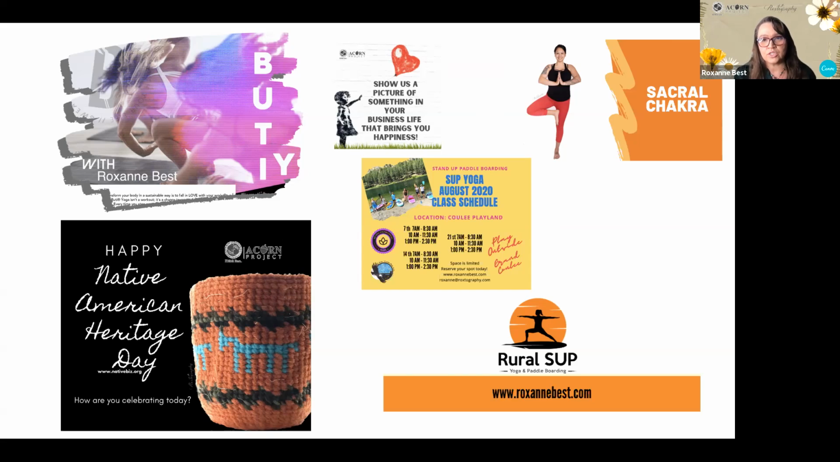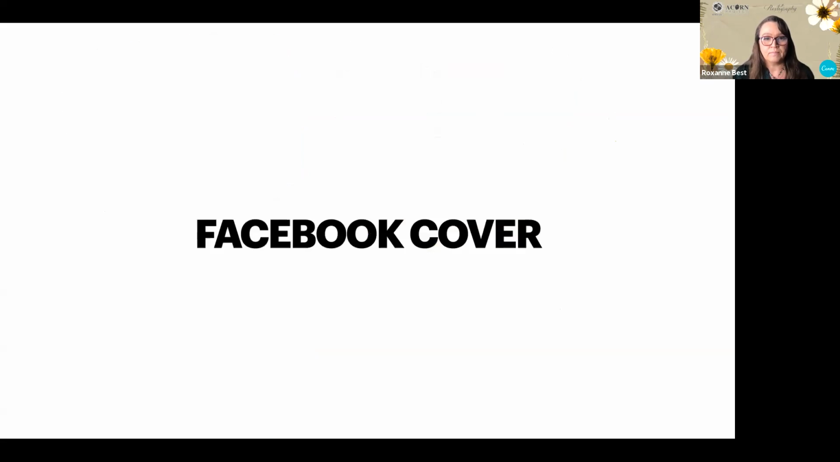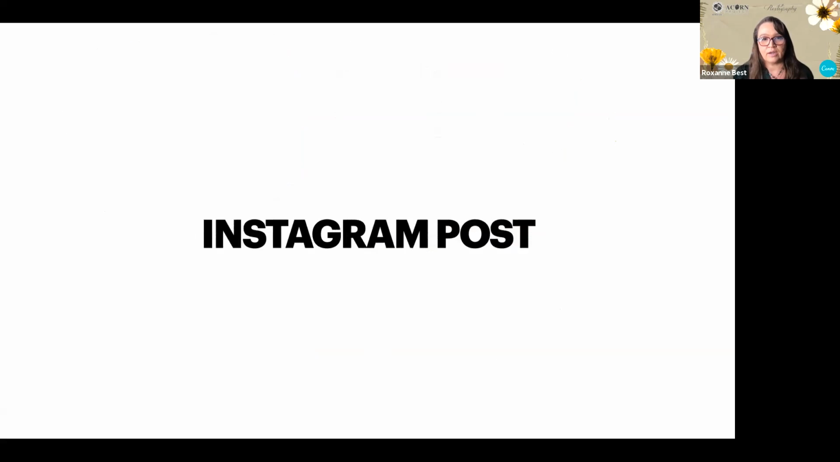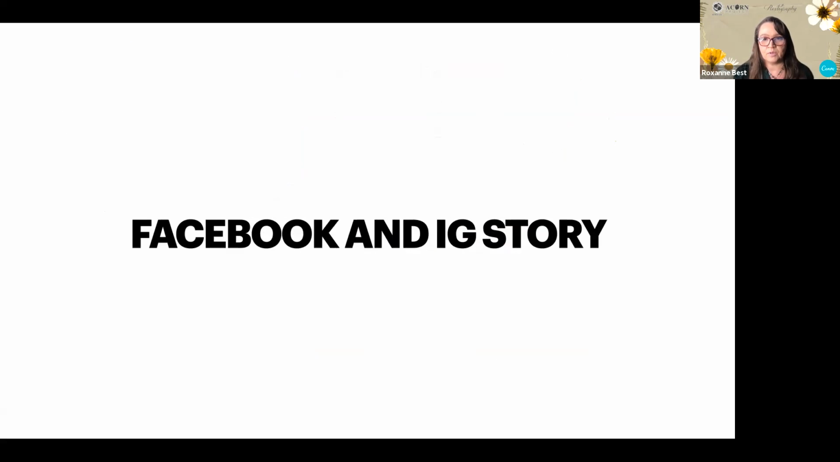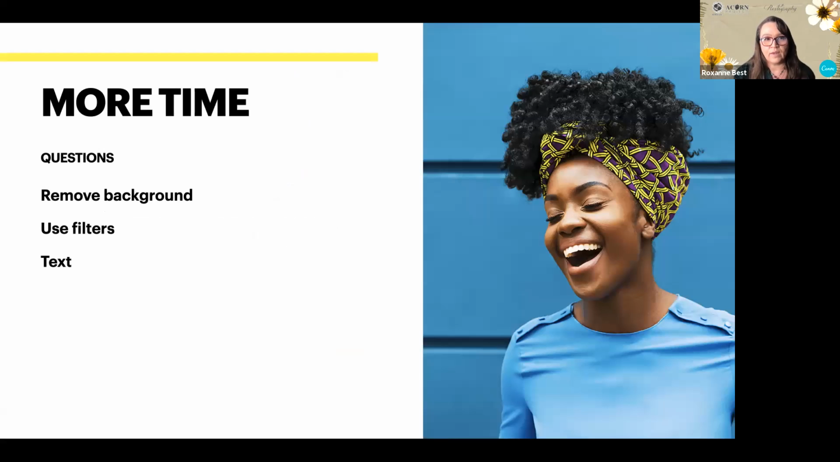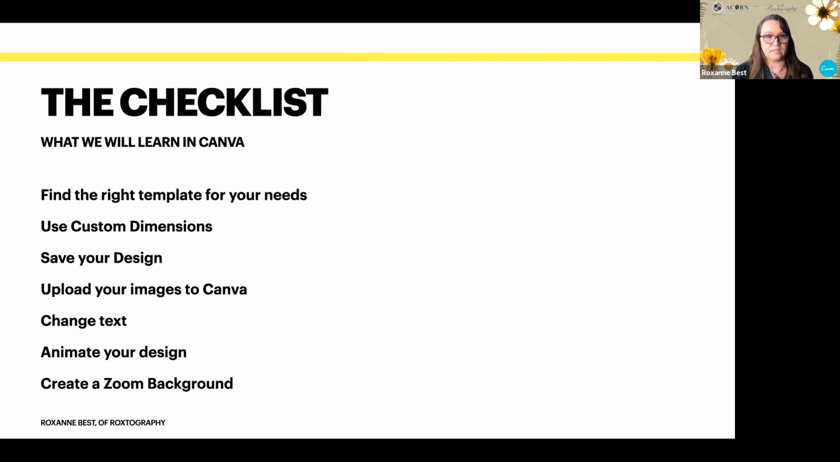And we're just going to walk through a few of these designs and how you can create them on your own. So we're going to create a Facebook cover. We're going to create an Instagram post, and we're going to create a Facebook and Instagram story. And if we have more time at the end of that process, we'll open up for more questions. I'll show you how to remove backgrounds and use filters and do some different things with text.